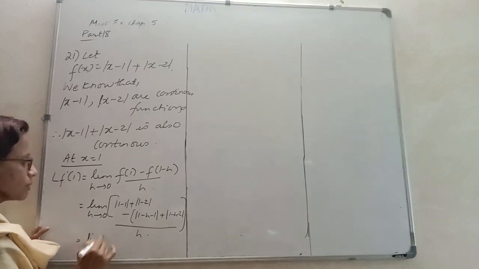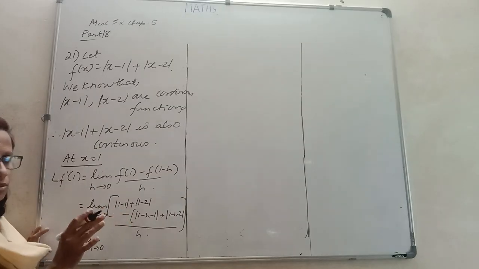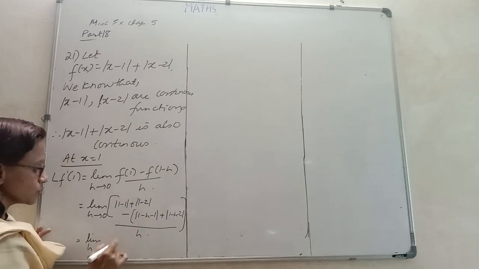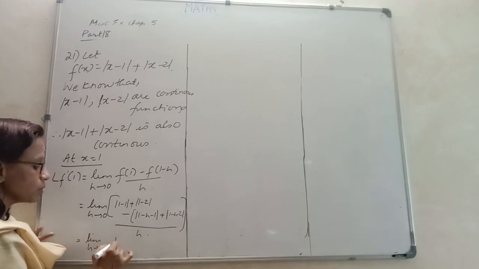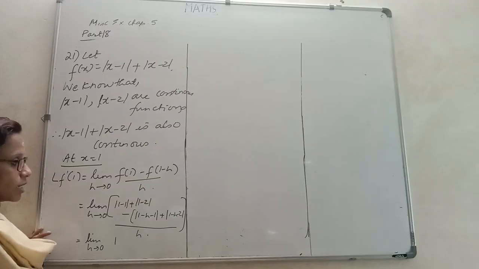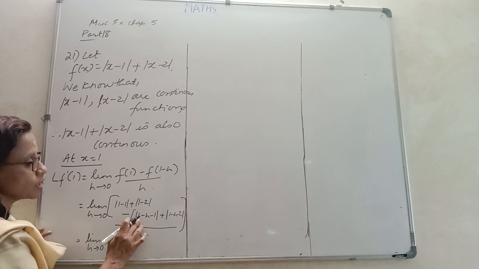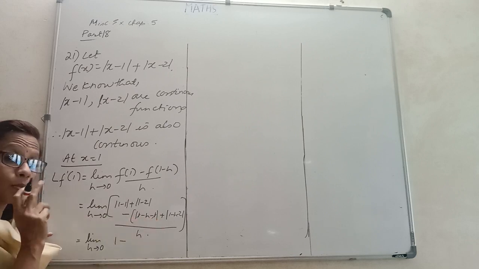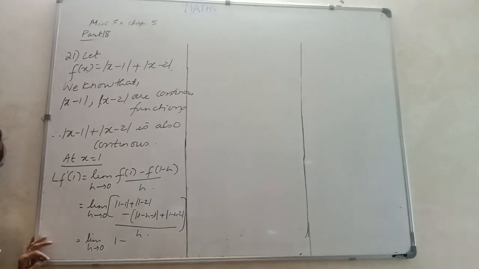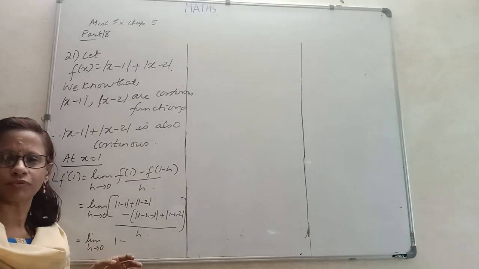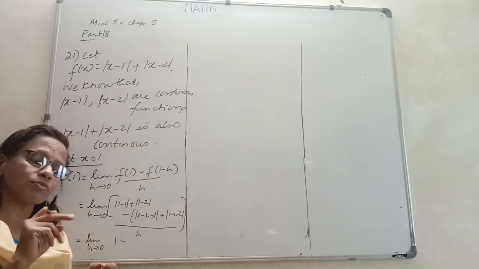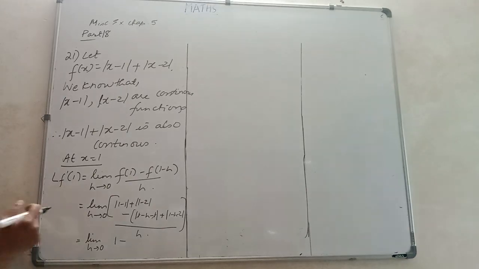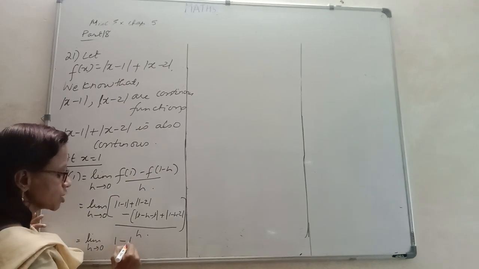So let's now elaborate on all this. 1 minus 1 is 0, no need to write. 1 minus 2, modulus of 1 minus 2 is modulus of minus 1, and modulus of minus 1 we all know is 1. So also minus modulus of 1 minus h minus 1, minus 1 plus 1 cancelling, modulus of minus h. Now h is a very small quantity, something like 0.05. Minus means it's a negative quantity, so obviously the modulus of it is going to be positive. So it's going to be h.